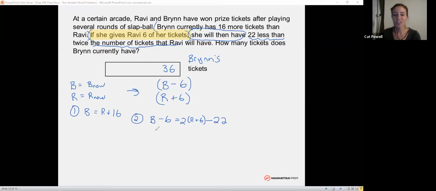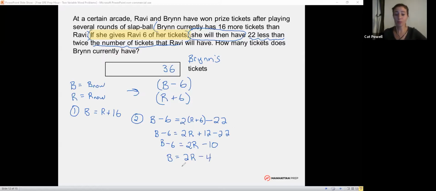Now I'm just going to simplify it. B minus 6 equals 2R plus 12 minus 22. And I actually will write out a lot of the steps like this because I know it's really easy to make a small error at this point. Add 6 to both sides. B equals 2R minus 4.